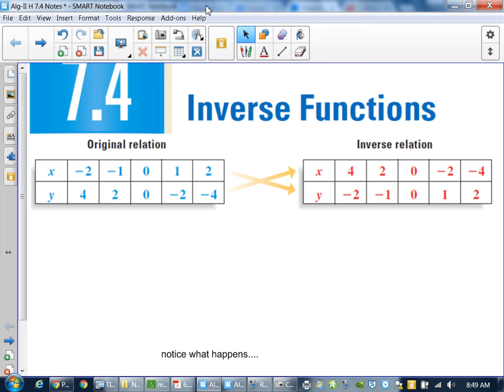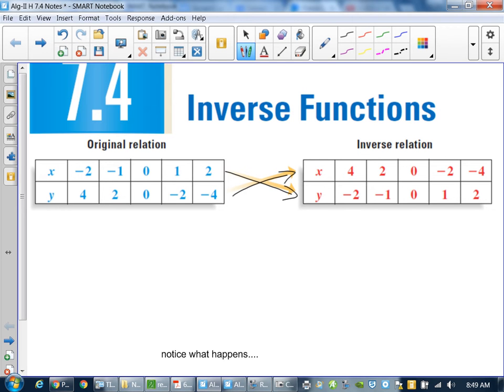Relations and whatnot. When we're talking about inverse relations and inverse functions, it's basically the idea of flip-flopping x's and y's, okay? Your domain and range change places. So when you're looking at your graphs or your tables, all your values of x just switch to become values of y, and values of y switch to become values of x.